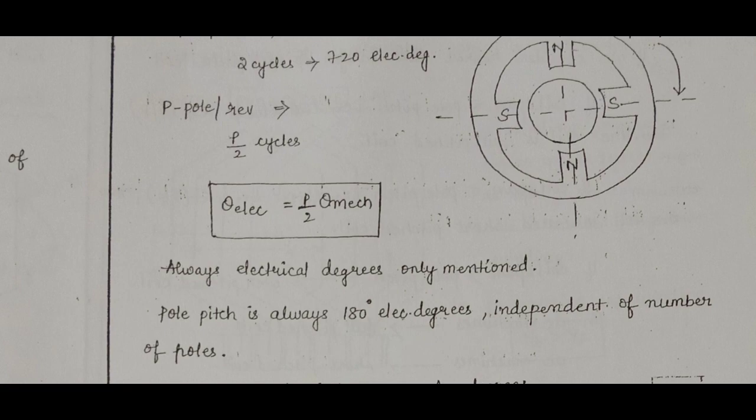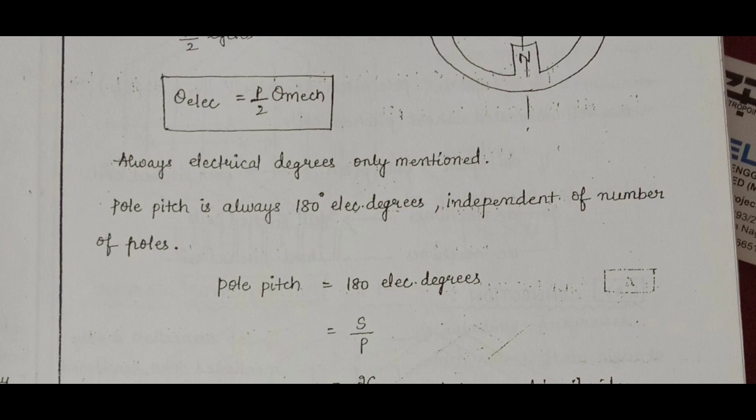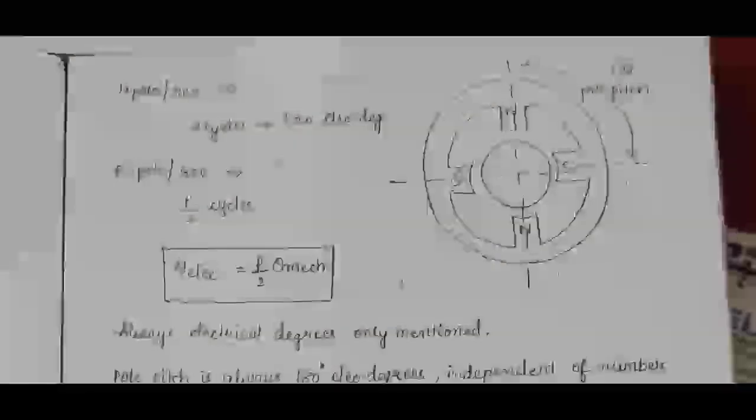Always electrical degrees only are mentioned, because pole pitch belongs to electrical degrees. Pole pitch is always 180 degrees electrical. But when it is a four pole machine, the distance from north to south is electrically 180 degrees, but mechanically 90 degrees, because theta electrical equals P by 2 theta mechanical.